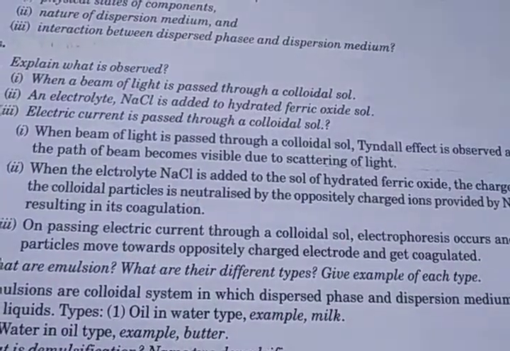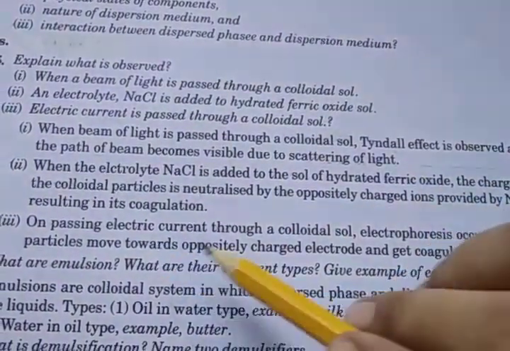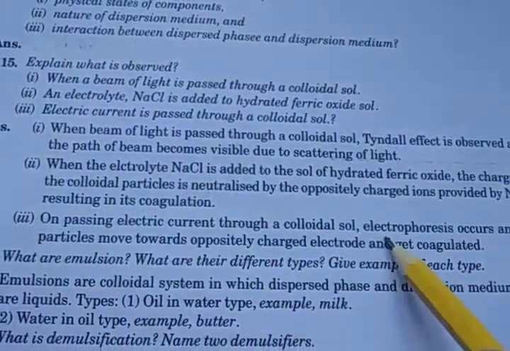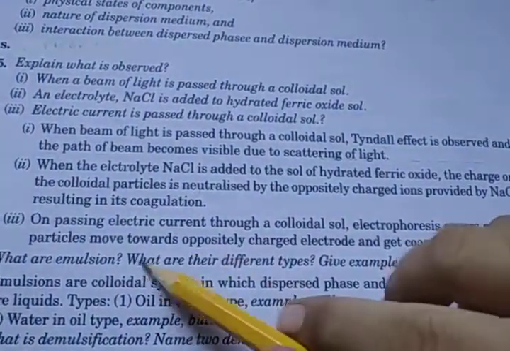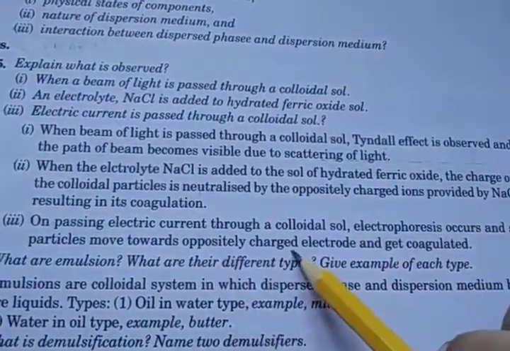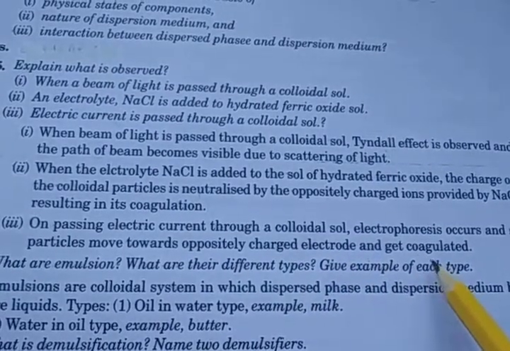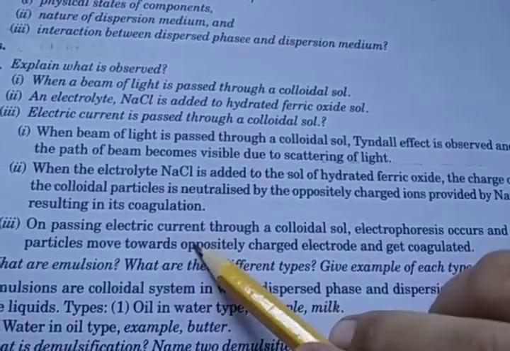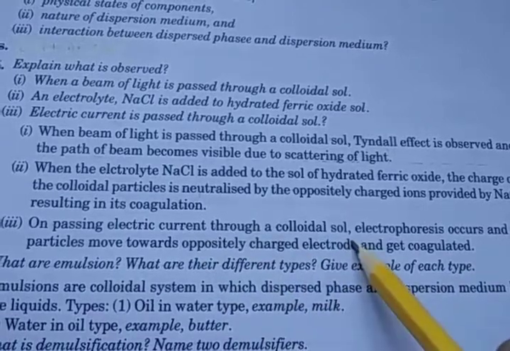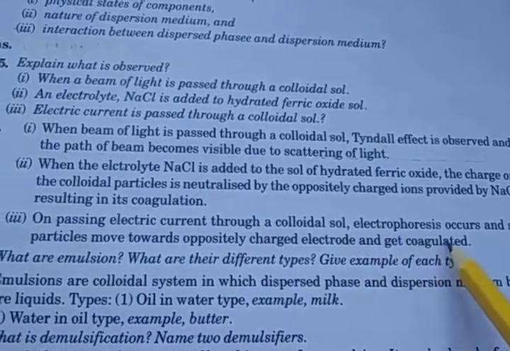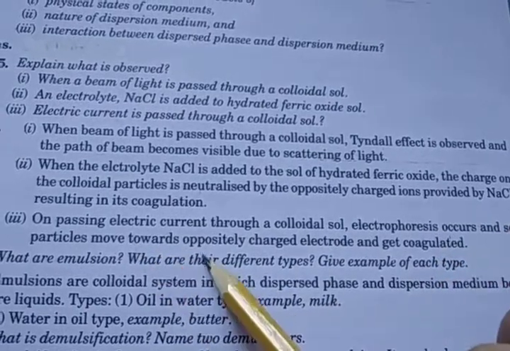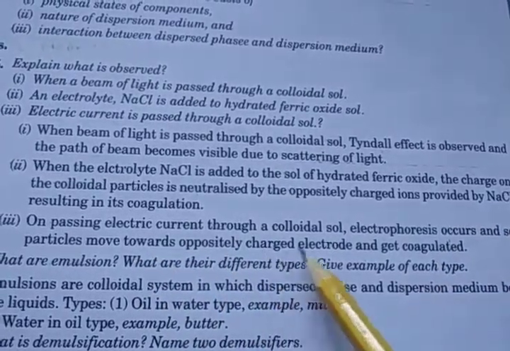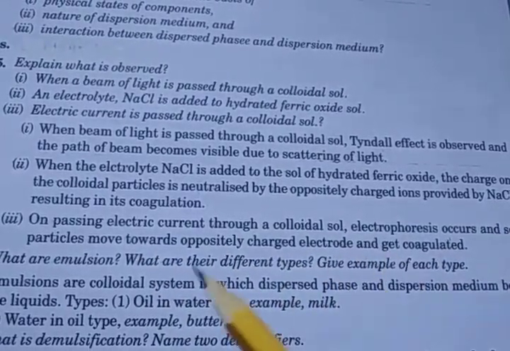Third, on passing electric current through a colloidal sol, electrophoresis occurs and the sol particles move towards the oppositely charged electrode and get coagulated.